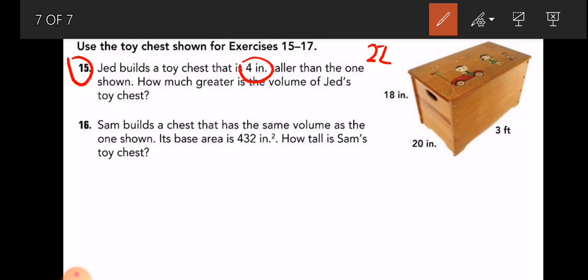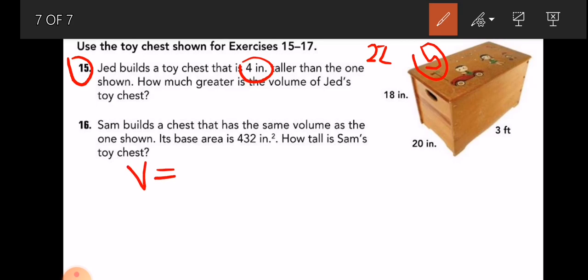Okay, let's complete. How much greater is the volume of Jed's toy chest? We want to know how much greater the volume is of the box that he did. Okay, to know how much greater, it means what? I want to compare it with this box. How can I compare? Comparing, it means subtraction. So I have to get the volume of this box, then I have to get the volume of his box, then subtract them. Okay, so first this box, how can I get the volume of it?